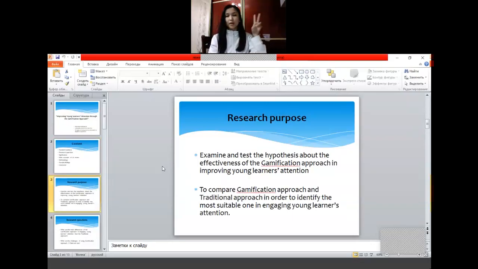I have two main purposes. First of them is to examine and test the hypothesis about the effectiveness of the gamification approach in improving young learners' attention. And the second purpose of this research paper is to compare the gamification approach and the traditional approach in order to identify the most suitable one in engaging young learners' attention.